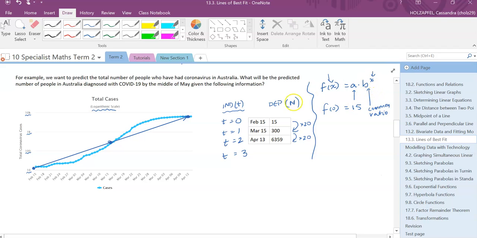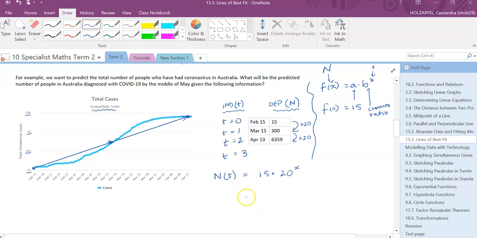Now what I want to do is replace my dependent variable here with n, and replace my independent variable with t. So let's rewrite this. We have n as a function of t is going to be equal to 15 times 20 to the power of x. Now, because these are different bases, we can't multiply this. This is not 300 to the power of x. No, no, no, no, no. Because different bases means that we cannot add the indices.